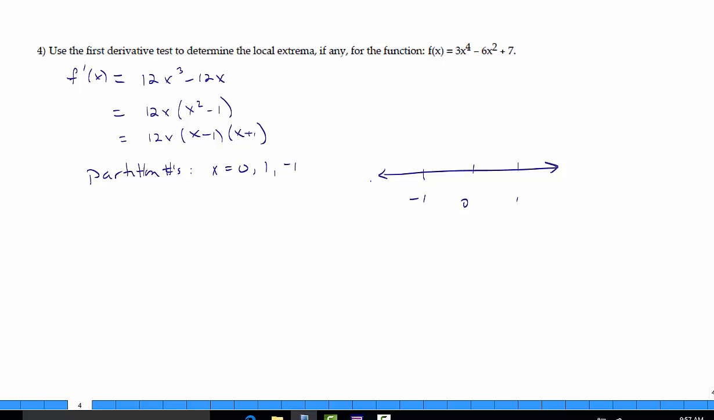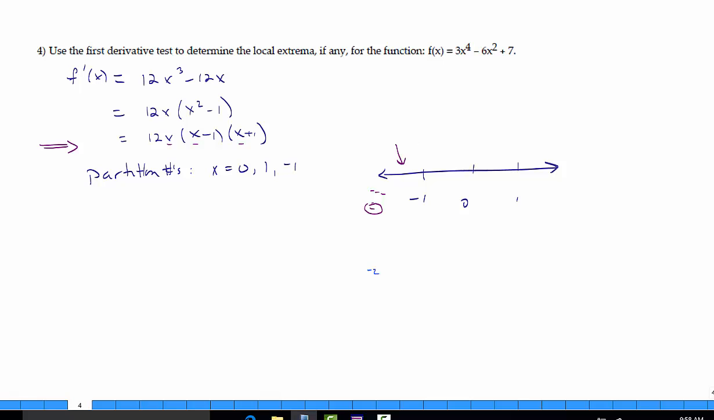All right, so I need a test point somewhere between -infinity and -1. I'm going to go with -2 as my test point. When I plug it in, remember, I'm plugging it in right here where my first derivative is, so I need to plug it in for all my instances of x. So I have 12 times a -2, which is going to be a negative. Then -2 minus 1 gives me a -3, and -2 plus 1 is a -1. So a negative times a negative times a negative gives me a negative, which means my graph is going to be decreasing on that interval.